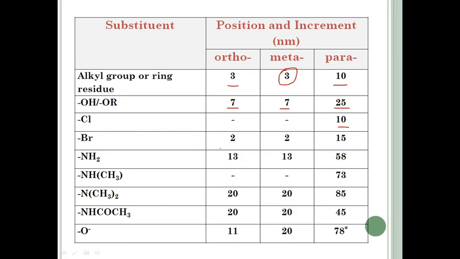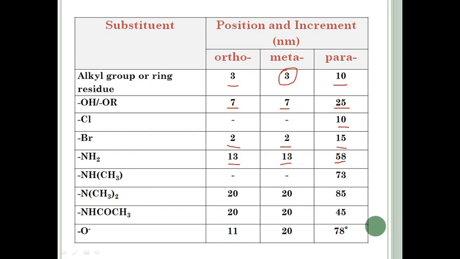Now consider bromo substitution. When bromo is a substituent located at ortho position, you have to give 2 nanometer increment; at meta position 2 nanometer; at para position 15 nanometer. So this is about bromo substitution. Now come to amine. When amine is a substituent, if it is located at ortho position 13 nanometer, at meta position 13 nanometer, at para position 58 nanometer.